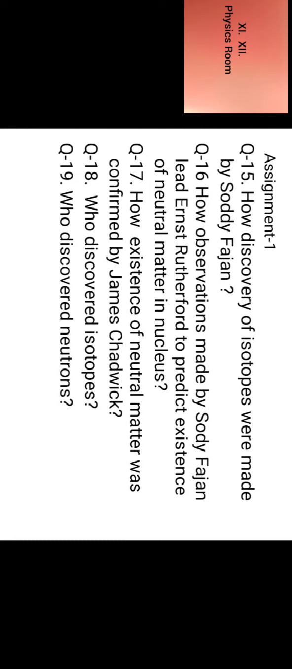Now some questions. Assignment 1, question number 15. How discovery of isotopes was made by Soddy Fajan? Question number 16. How observations made by Soddy Fajan led Ernest Rutherford to predict existence of neutral matter in nucleus? Question number 17. How existence of neutral matter was confirmed by James Chadwick? Question number 18. Who discovered isotopes? Question number 19. Who discovered neutrons?